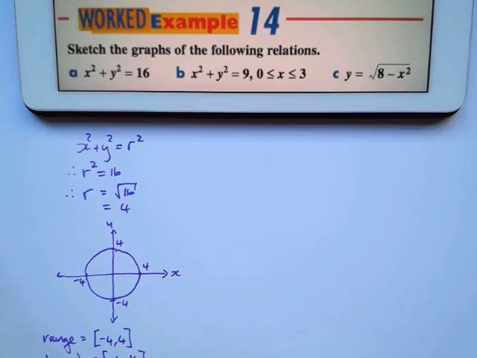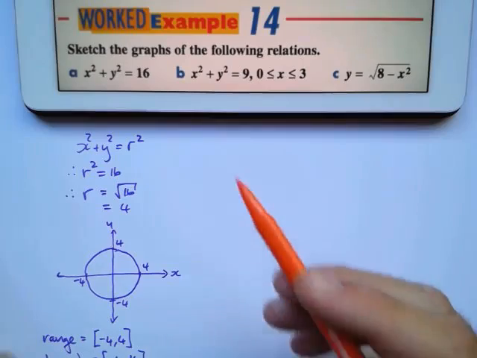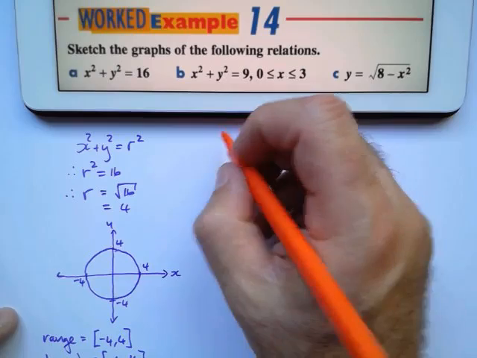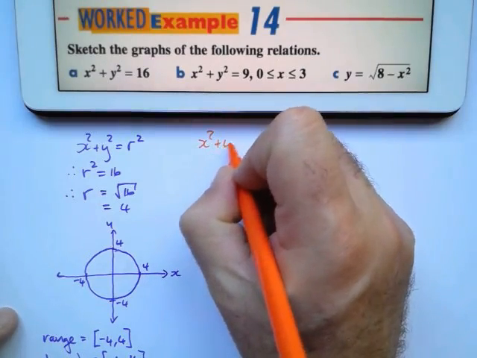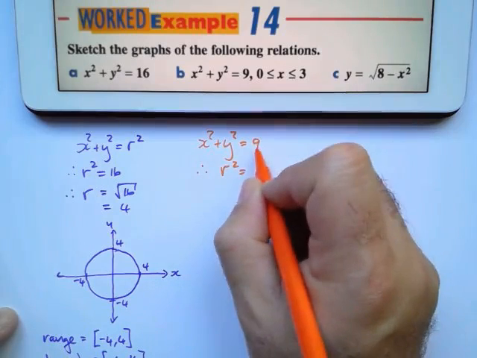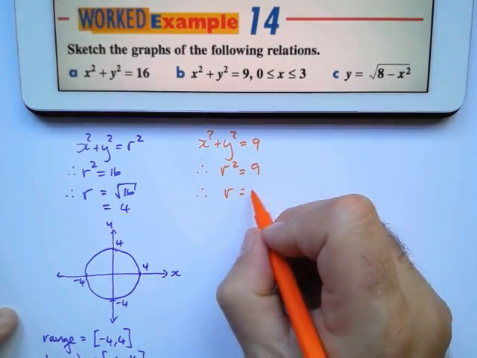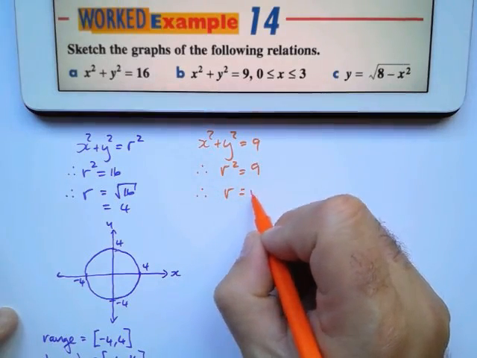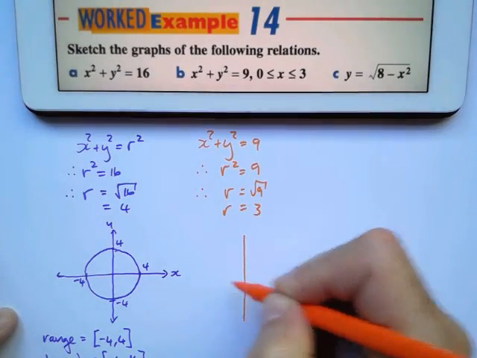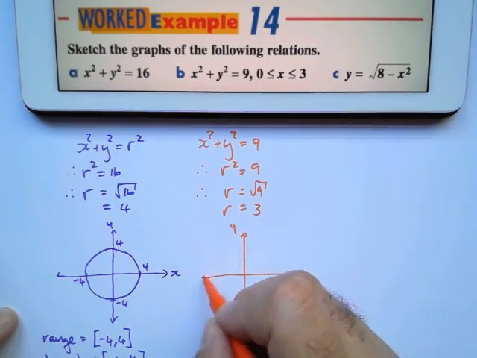Our next one is B. They tell us x squared plus y squared equals 9. Again, you need to identify x squared plus y squared. This should be a circle. And I'm going to write x squared plus y squared equals 9. Therefore, r squared must equal 9. Therefore, r equals the square root of 9, which means r equals 3. Nice and neat. Y, x.